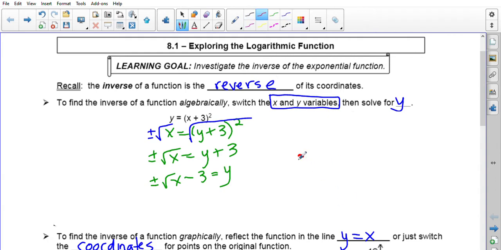Okay, and notice that I am not using this notation. That is inverse function notation. We cannot use that here because the inverse is not a function. Okay, we can see that this fails the vertical line test.